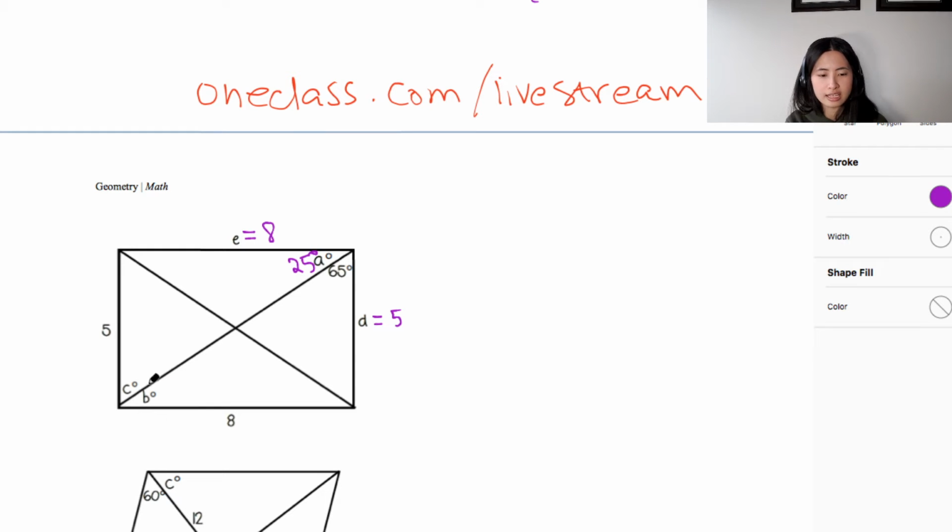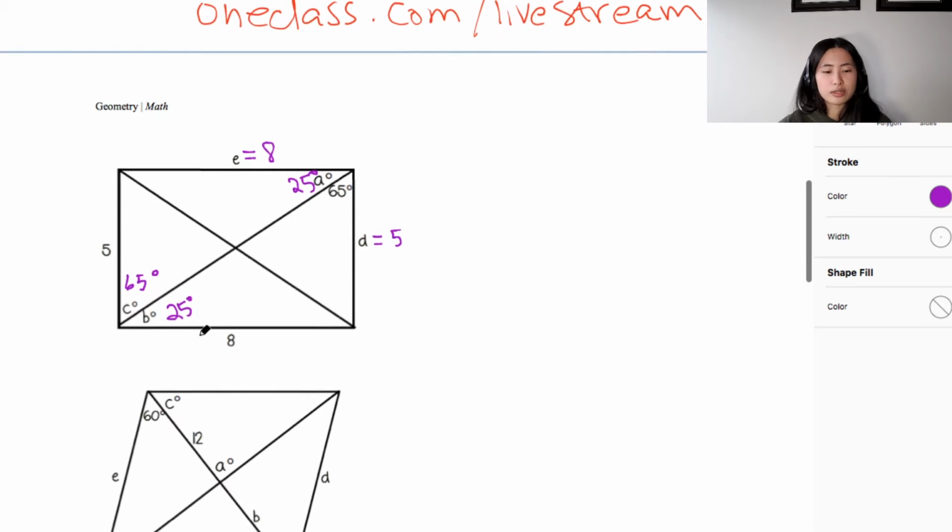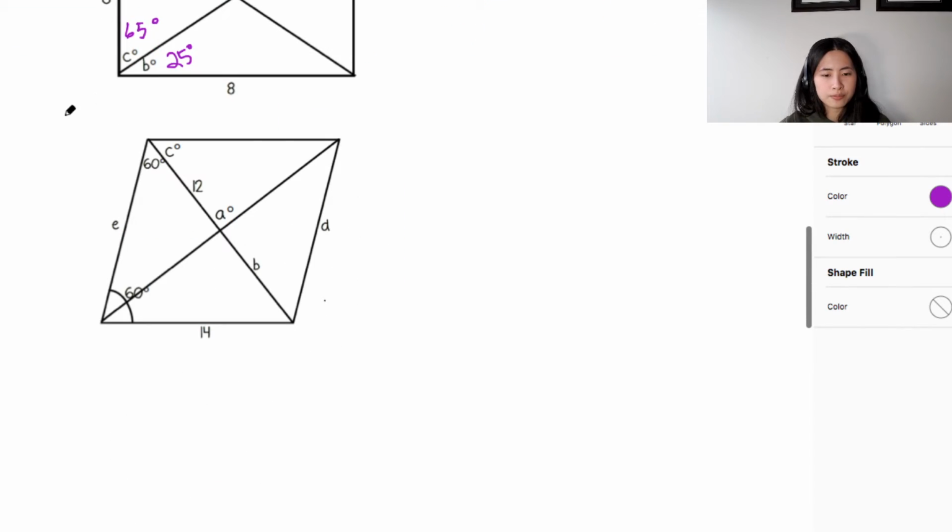And this would be 25 degrees, right? And then on the other hand, if you look at this pattern over here, this and this, if this is 65 degrees, therefore this needs to be 65 degrees as well. Okay, great. I don't think that was too bad. Okay, great. Moving on to the next one.